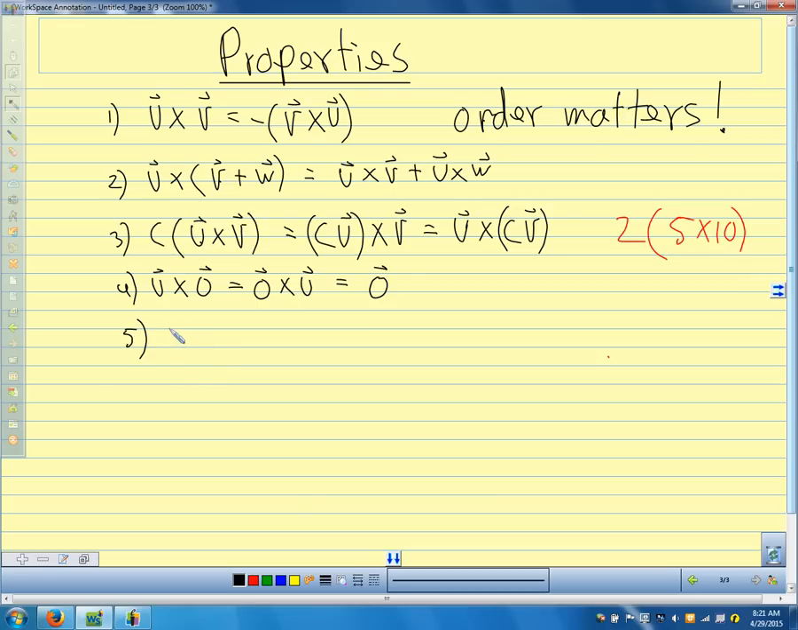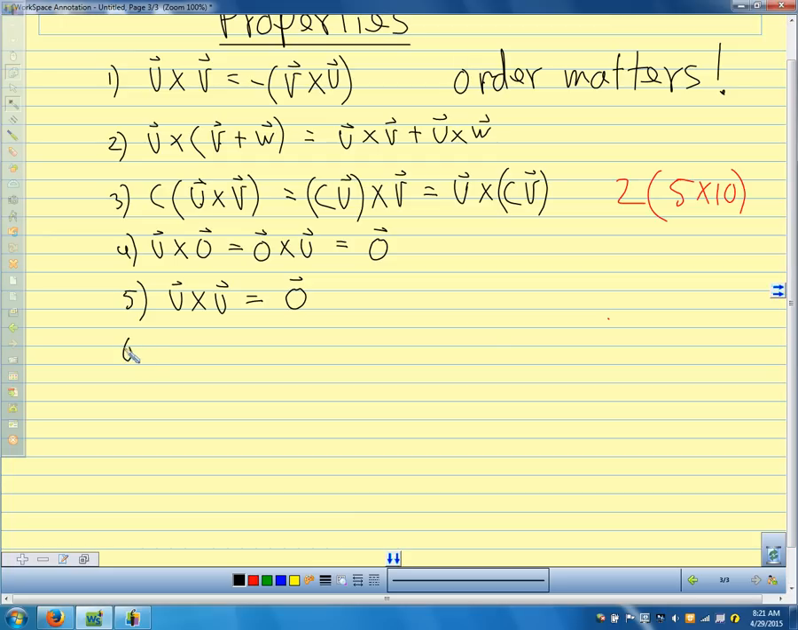The last one is any vector crossed with itself is the 0 vector. And this tells us something special about our vectors. If we cross 2 vectors and we get the 0 vector, and we'll talk about that in just a minute.